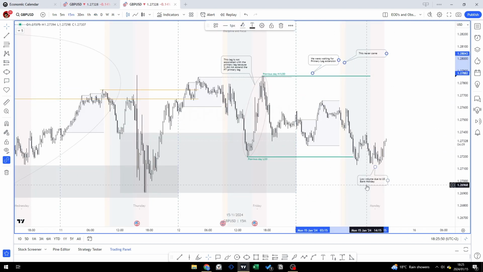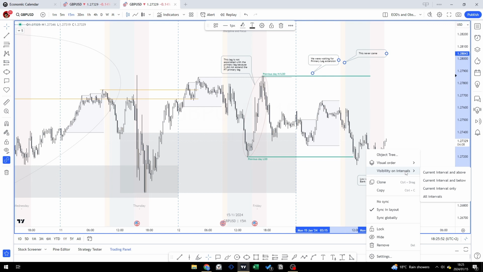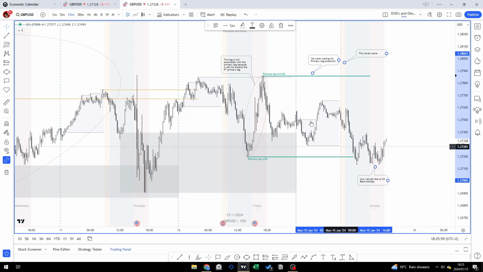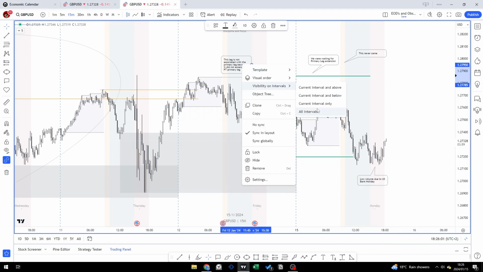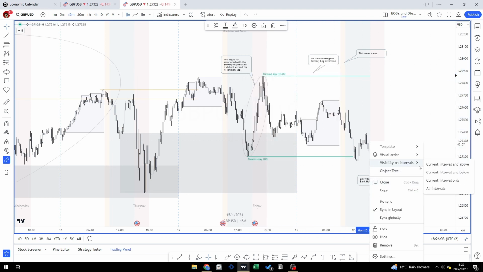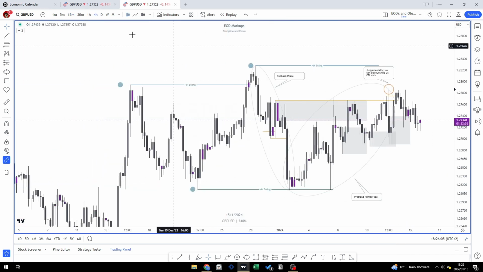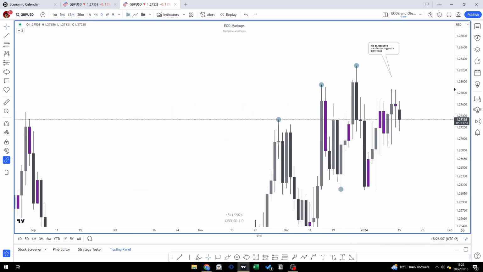let me just quickly correct these visibilities and then I will continue. Current interval only. Okay, so in terms, actually let's start on the daily.